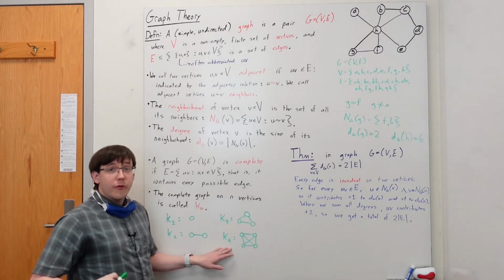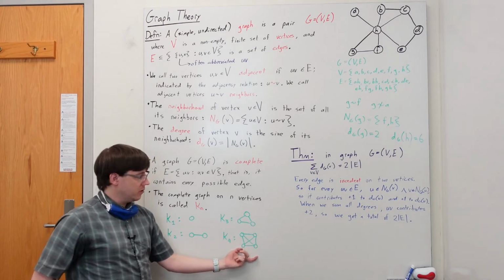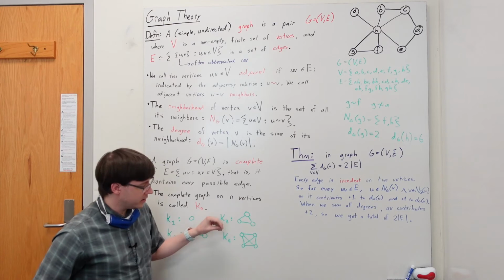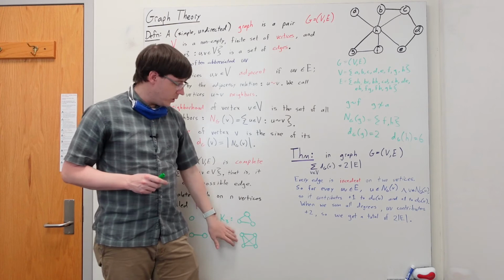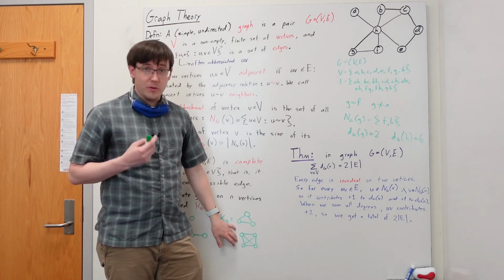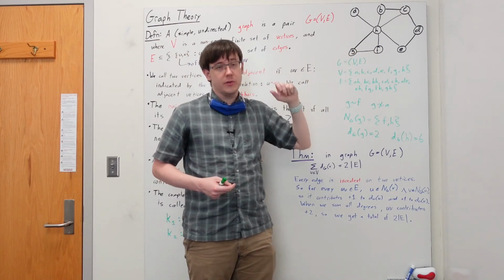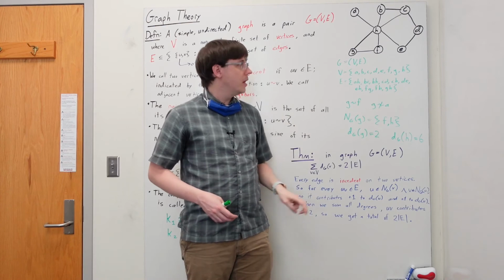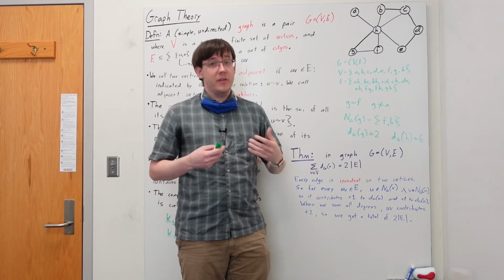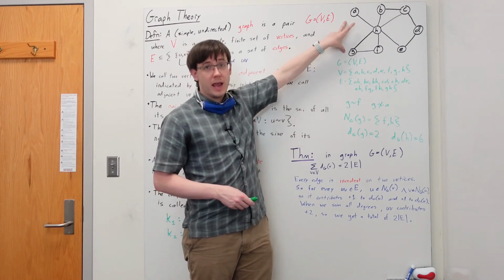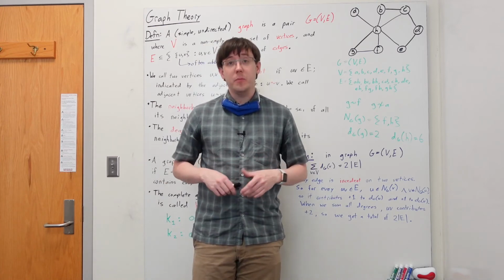So K sub 4, for example, is the graph with 4 vertices where each vertex is connected to all 3 of the others. And part of where we're going with this is that we might want to look for complete subgraphs within a graph, where we might pull out a subset of the vertices and the edges between them. So if we pull out G and F, we have a complete subgraph. But on the other hand, if we pull out G and A, we don't have a complete subgraph. So let's define clearly what we mean by a subgraph.